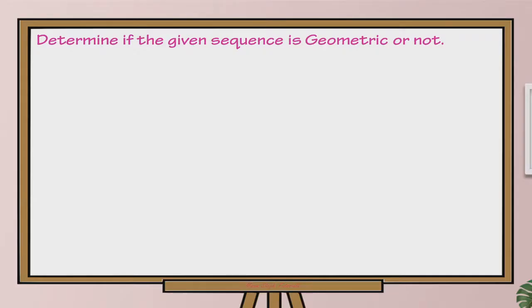So here, let us determine if the given sequence is a geometric sequence or not. Example, number 1. Yung first term ay 4, kasunod niyan ay 0, 0, 0, 0, and so on.